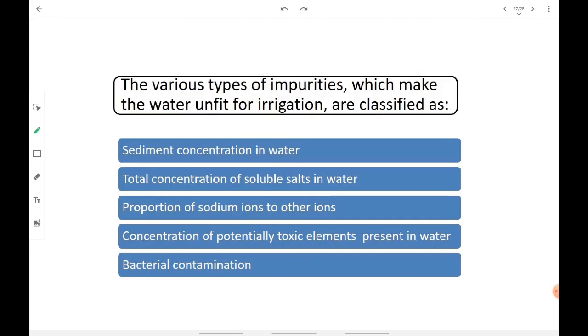Then the proportion of sodium ions to other ions. See, if sodium ions, means salt, are present in abundance in such irrigation water, then they are going to form some other compounds, and these compounds may not be suitable to the crop, to the soil and to the groundwater which is present below the surface. Concentration of potentially toxic elements. See, toxins should be absent. Then bacterial contamination. It should be free from any harmful bacteria.